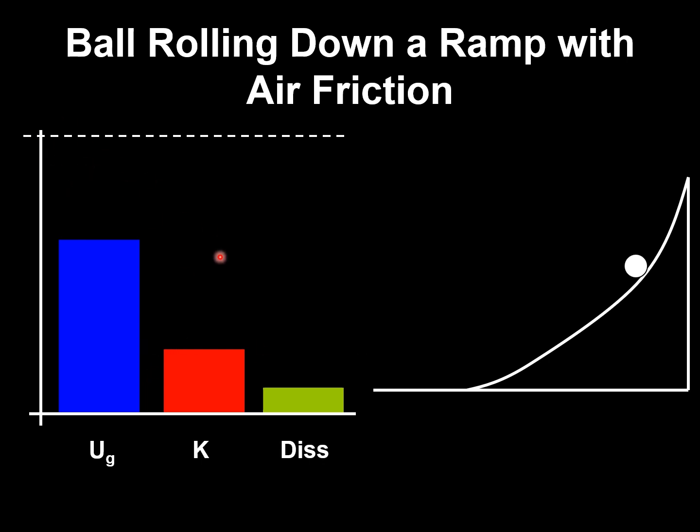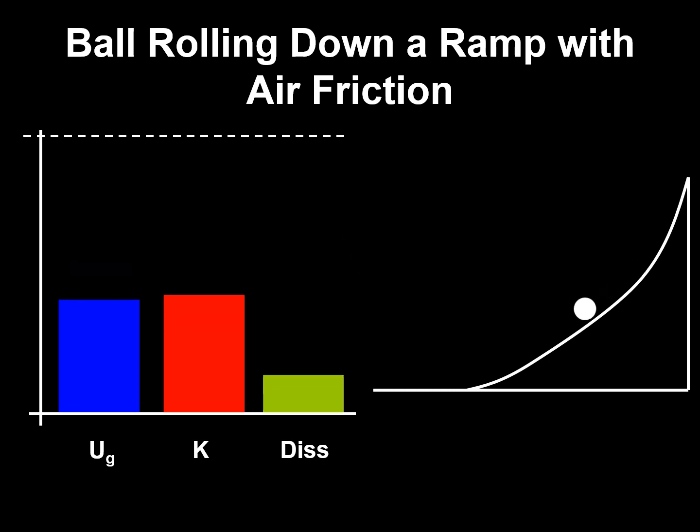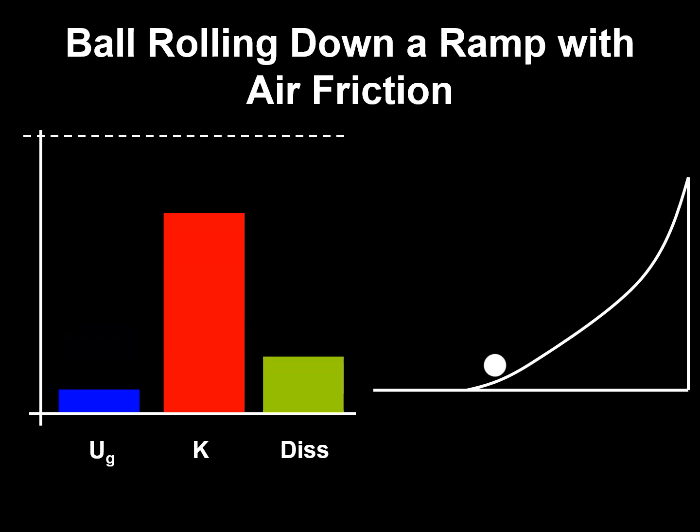I have energy that transfers from one type to another, but the total amount I start with is equal to the total amount I end with. So as it goes down, we lose gravitational potential energy, but that goes over to kinetic and dissipated energy. Now at the bottom here, it's going to slow down because we have friction, so that means we lose kinetic and it goes over to dissipated. Now the entire system, if we go from beginning to the end, would look like this.